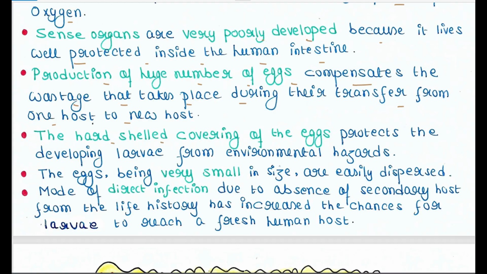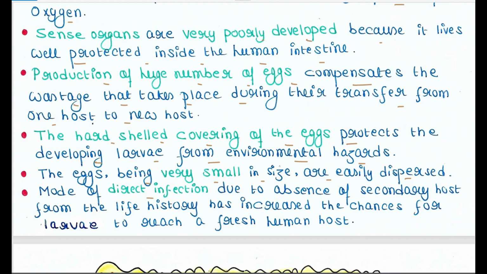The hard shell covering of the eggs protects the developing larvae from environmental hazards. Since the eggs are in the environment, they have a very protective hard shell that protects them from different environmental hazards. The eggs, being very small in size, are easily dispersed. So their eggs are very small. That's why they get easily dispersed. That means they get more chance to survive and get hatched.